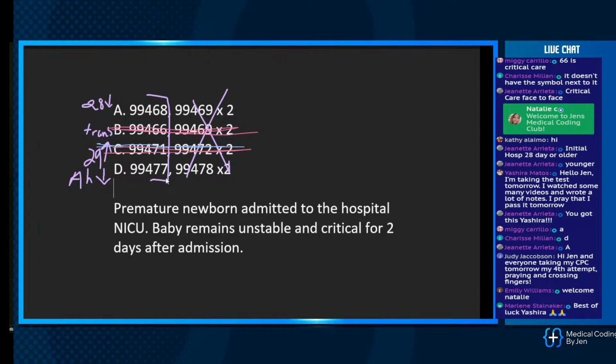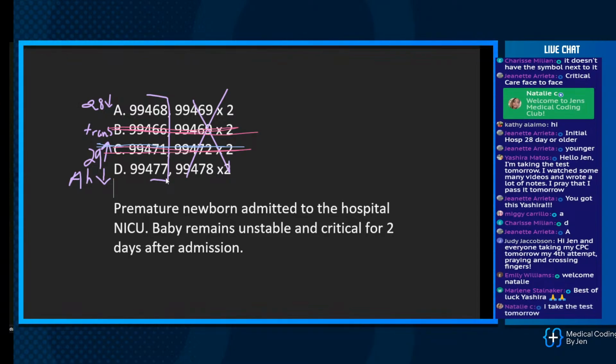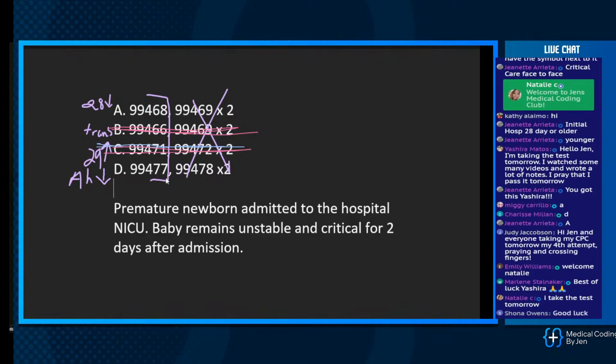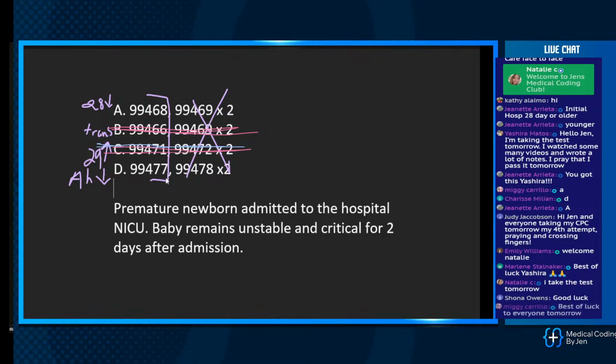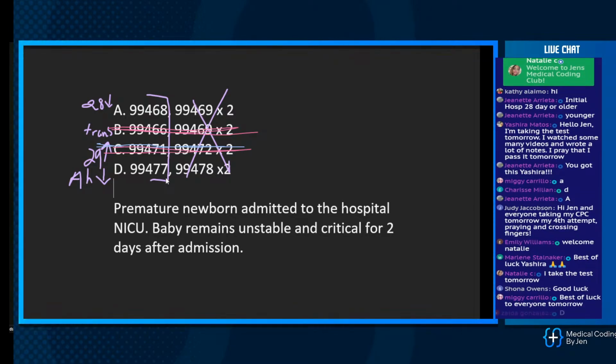They were fun. All right, our 77 and our 68 are pretty close. They're both admit hospital. But they are slightly different. One's critical care, one's intensive observation. Are we in intensive observation or are we critical care?